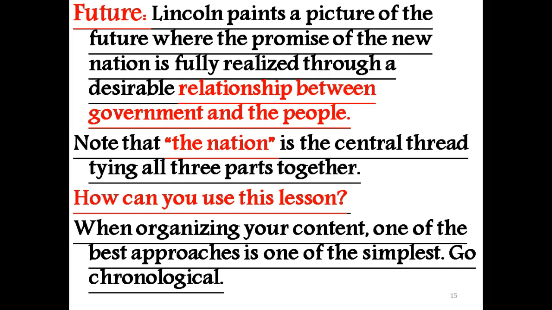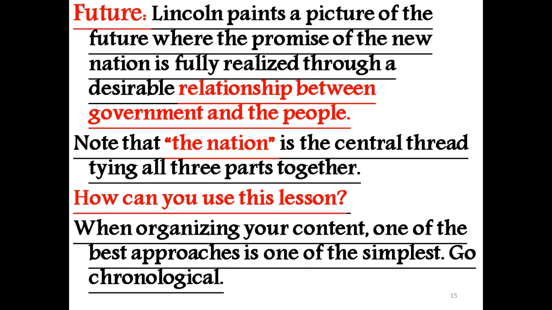Lincoln paints a picture of the future where the promise of the new nation is fully realized through a desirable relationship between government and the people. So the future impact would be a close relation between the government and the people. So that's why they have to strive, they have to sacrifice, they have to present themselves for the greater cause. Note that the nation is the central thread tying all 3 parts together. So the nation was a central point, like a mother.